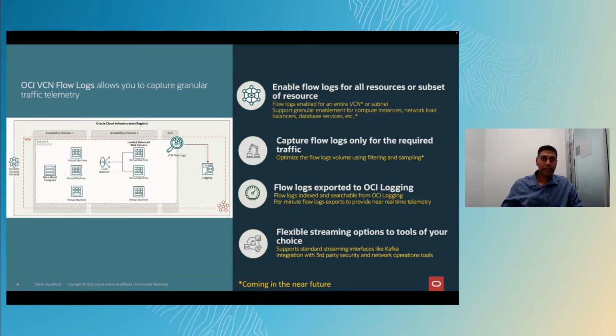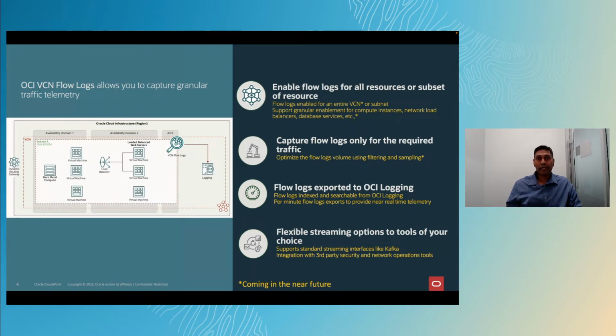So this is another capability that will be coming soon, where you can specify a specific set of compute instances or a set of load balancers and such, and then generate the flow logs only from those resources in your environment. And the controls that you have to reduce or exactly capture the traffic telemetry that you need, we will be providing filtering capabilities where you can specify for what traffic you want to generate the flow logs.